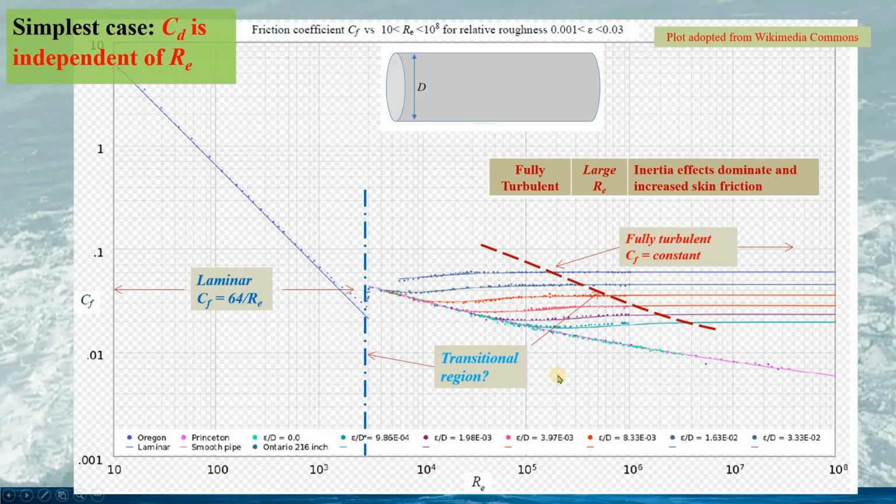When the Reynolds number is medium, the flow is transitional and the friction coefficient is most complicated. When the Reynolds number is large enough, the flow becomes fully turbulent, and the flow inertial effects would dominate, and the corresponding friction coefficient would be a constant, see here, which would be independent of the Reynolds number. However, for different relative roughness, the corresponding Reynolds number for the fully turbulent flow is different. And the higher the relative roughness, the larger the friction coefficient. You can see here.